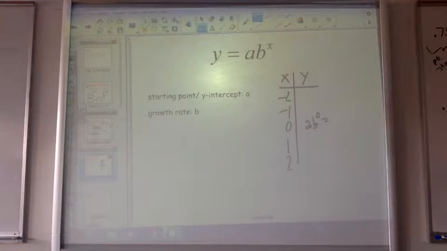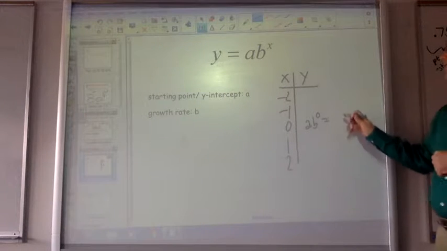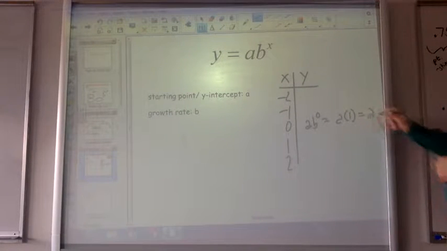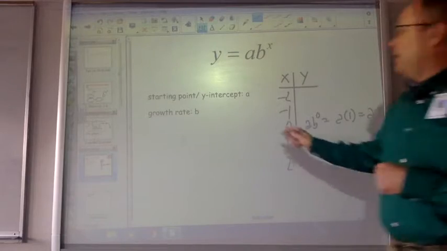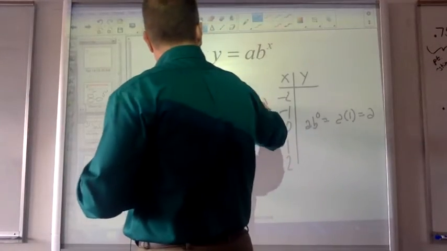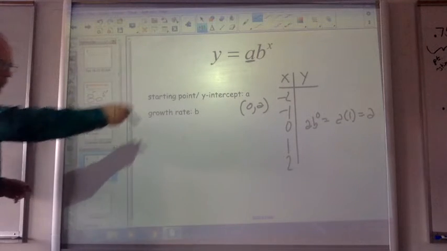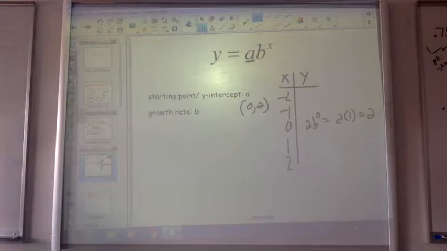So if I raise something to the 0, so you didn't get it right. All right, so a times b to the 0 power is the same thing as a times 1. So that gives me (0, a). So 0, comma, the value that is not raised to an exponent will be where it crosses our y-intercept. Remember that's our vertical, so it's a dot at (0, a). It could be positive, negative, it could be 0. Good so far? I'm not going to fill out the rest of that because I don't know what a and b are at this point.